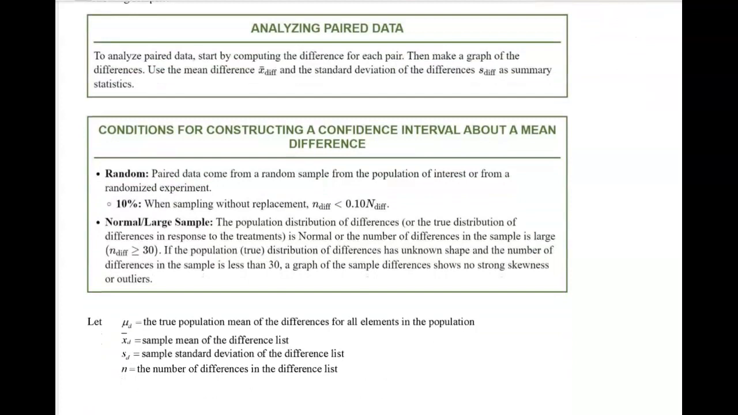Excuse me. So conditions, random. The paired data come from a random sample of the population of interest or a randomized experiment. If it's a sampling problem, then we need to have a random sample. Usually with paired data, we're going to have an experiment, and then we need random assignment of treatments. We got to randomize the order of the treatments to the people, or if it's a matched pairs design with two different people that are similar, then you need to randomly assign the treatments to each of them. If you're sampling, 10% condition, of course, normal, large counts.